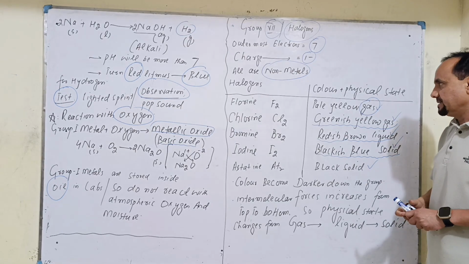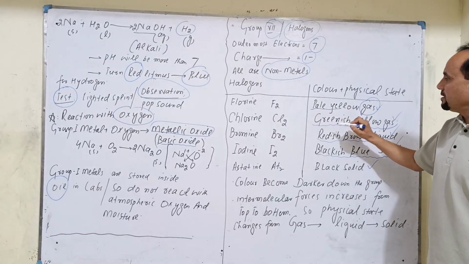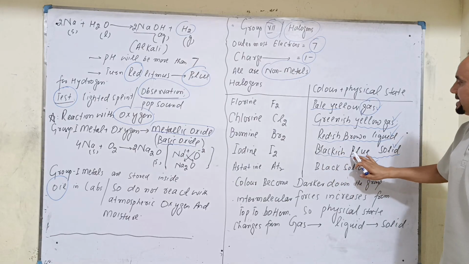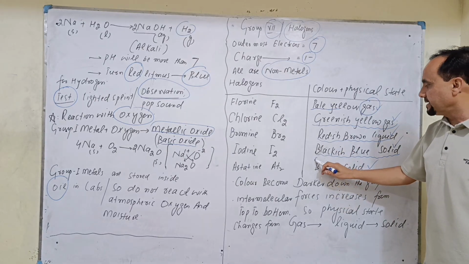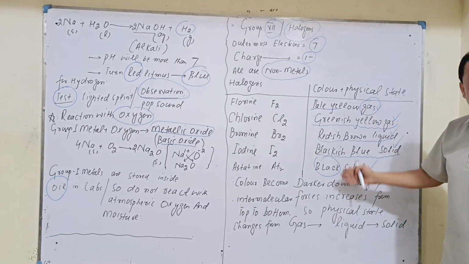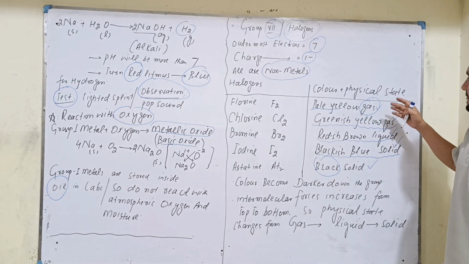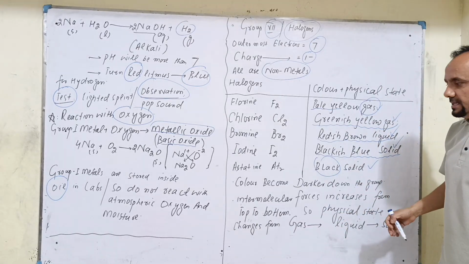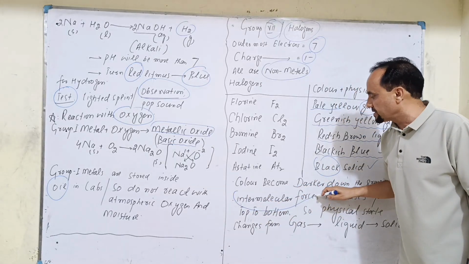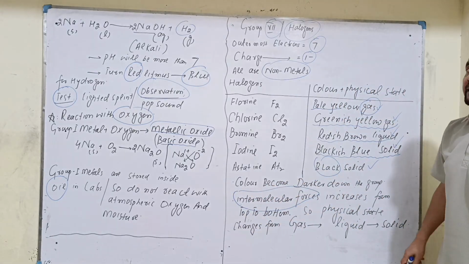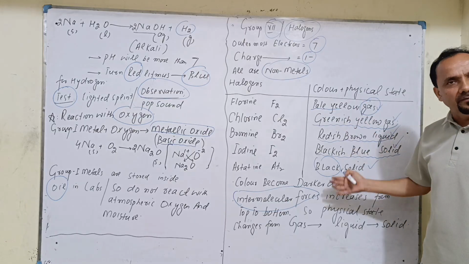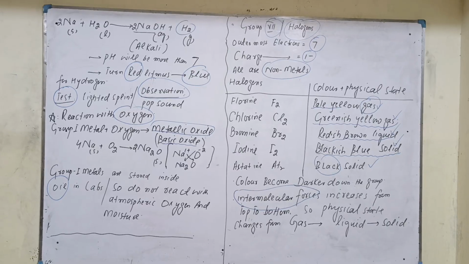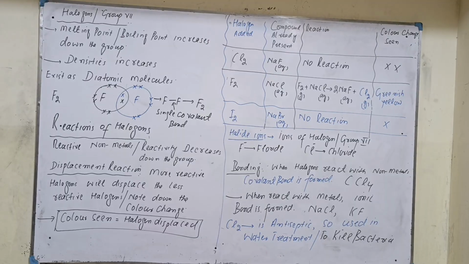And look at the color changes. The fluorine color is pale yellow. For chlorine, it is greenish yellow. Bromine is reddish brown. Iodine is blackish blue. And the last one, astatine, is black. So the color becomes darker down the group, and the physical state changes from gas to liquid and then solid. What does it mean? It means the intermolecular forces increase. Why am I using the word intermolecular force? Because these are covalent in nature.